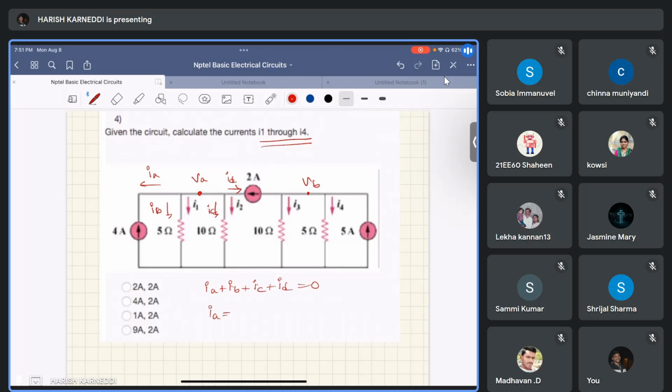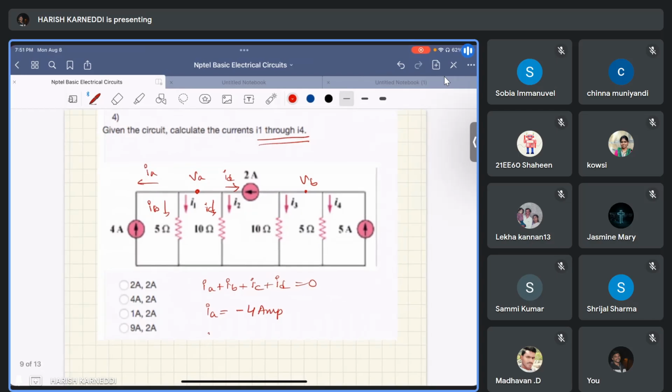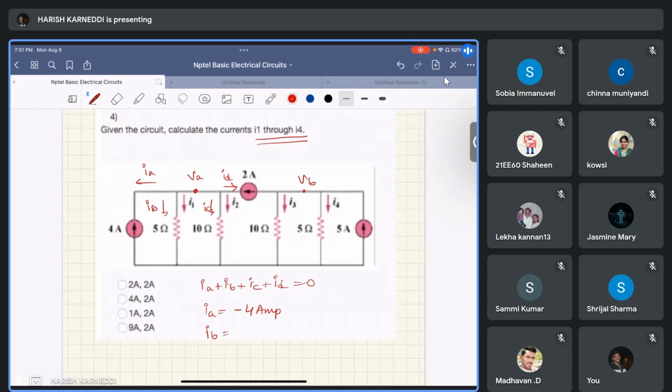What is IA? IA is just opposite to 4 amps, right? That is minus 4 amps. Then IB is the same as the previous one. IB equal to the potential difference across this point. At this point the voltage is VA, and at this point is the reference point, that is 0 volts. So IB can be written as VA minus 0 by 5, that is VA by 5.